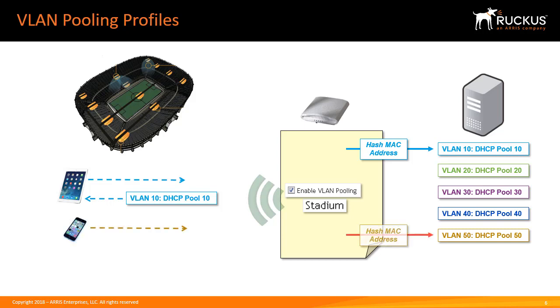The second station connects, and this hashed MAC address maps it to VLAN 50. This device will receive its DHCP IP address from VLAN 50. Because the hash algorithm always provides the same result, each station will always be assigned to the same VLAN. Large deployments will have enough diversity between MAC addresses to ensure the clients are evenly balanced across the pools.